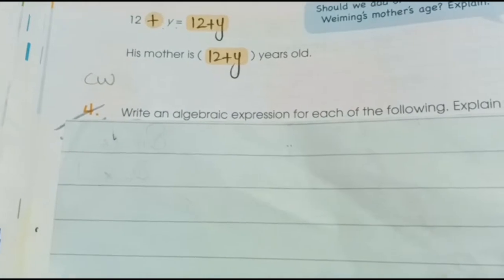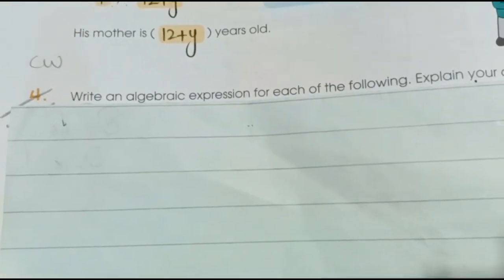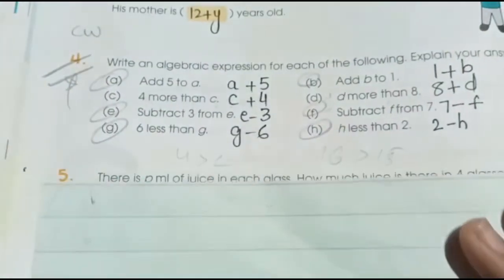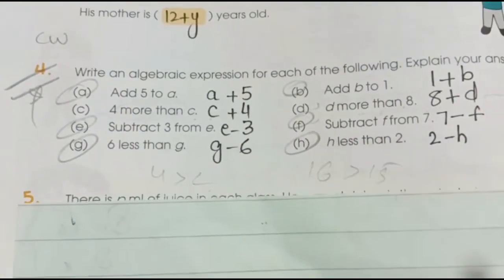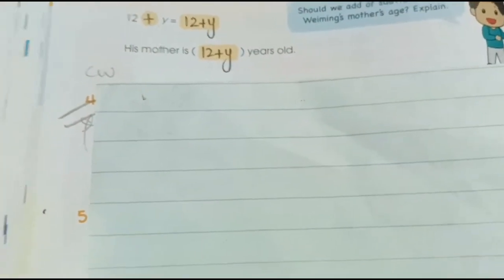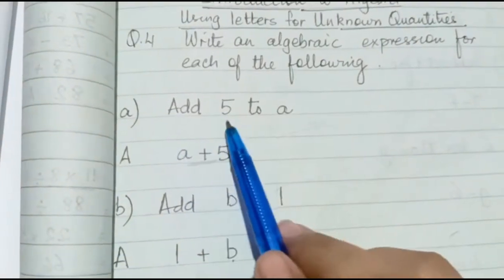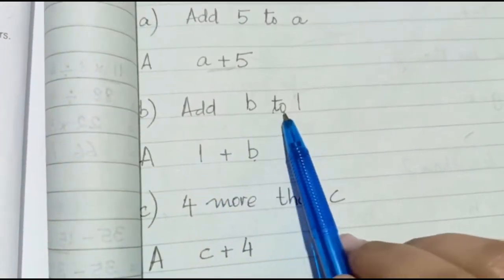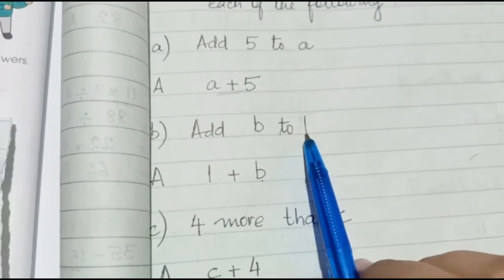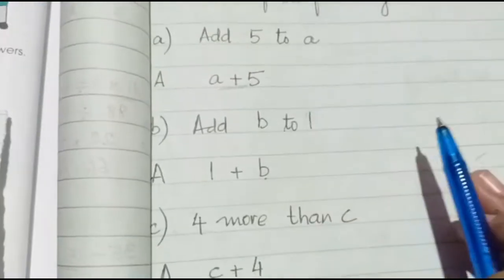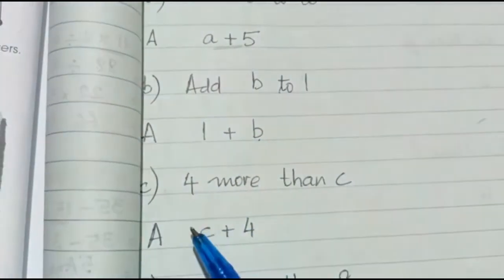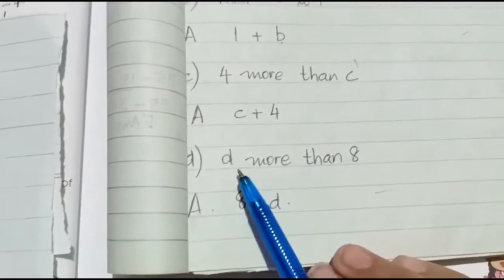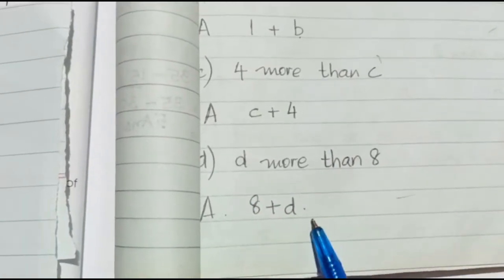Question number 4 is, write an algebraic expression for each of the following. Explain your answer. We have solved this question in the copy. Let's see. Number 1 is add 5 to A, A plus 5. Add B to 1, B plus 1. 4 more than C, C plus 4. D more than 8, 8 plus D.